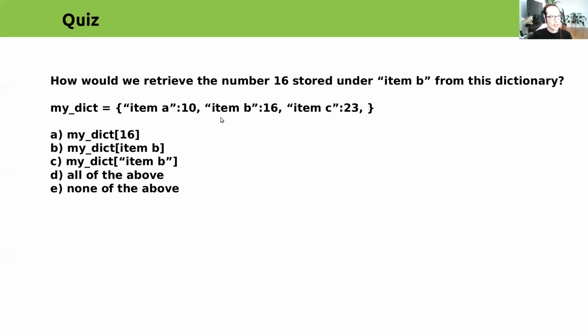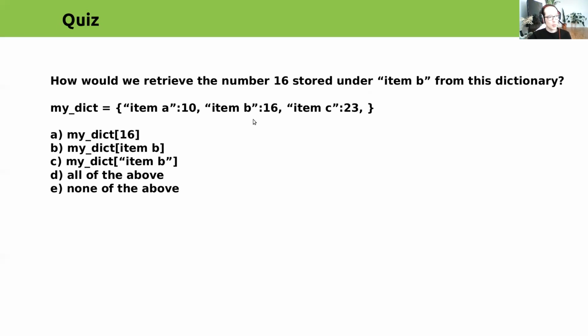Keys can be a lot of things. Keys could be numbers. In this case, they happen to be strings. Likewise, the values do not necessarily have to be numbers as they are in this case. They could also be strings. They could be lists. So the question is, how do we retrieve the number 16 from this dictionary? We see that 16 is stored as the value for item B.